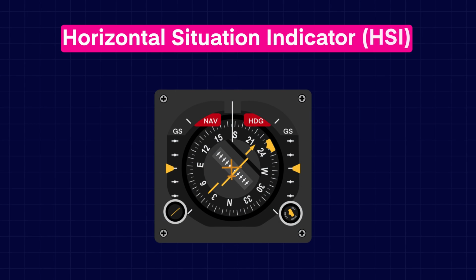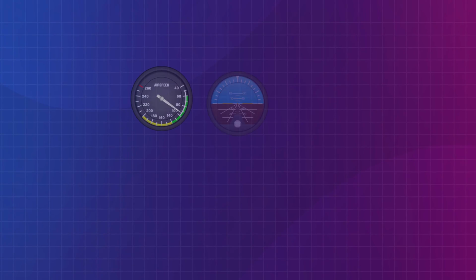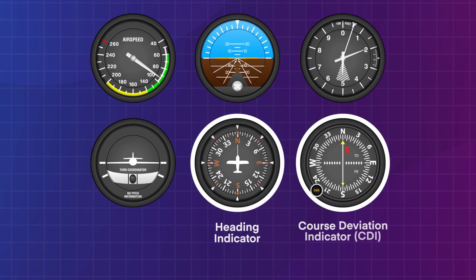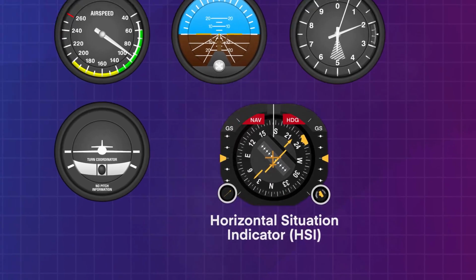And first, what is an HSI? It stands for Horizontal Situational Indicator. Now, instead of having to scan two different instruments, the heading indicator and the course deviation indicator, you only really need to look at one.